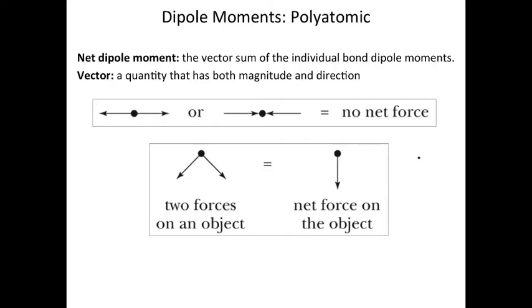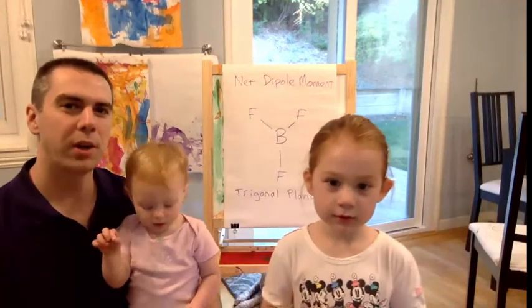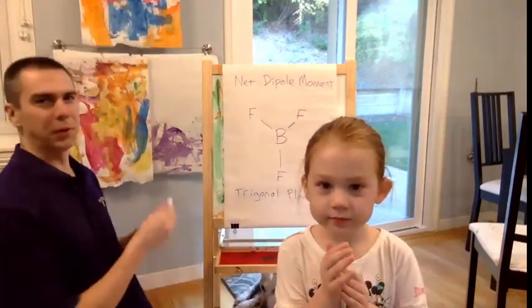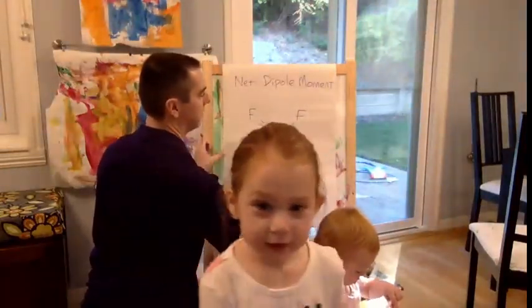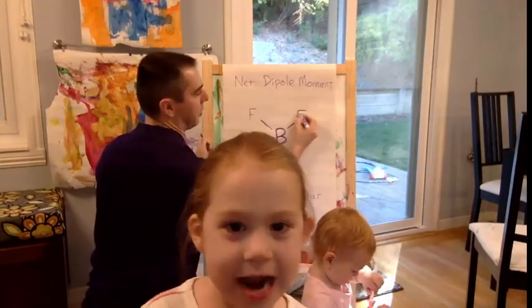So for example, we have boron trifluoride, and who better to help me explain this example than my helpers for the day? In this example we have boron trifluoride, which, as we have on the whiteboard over here, is a trigonal planar molecule. So you have the boron, and it's bound to 3 fluorine atoms.